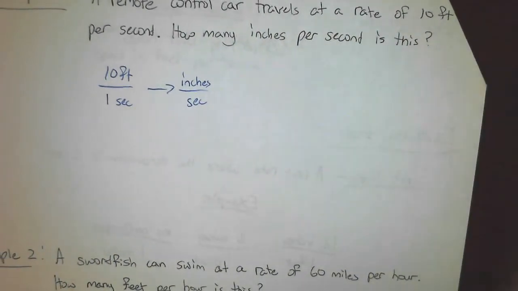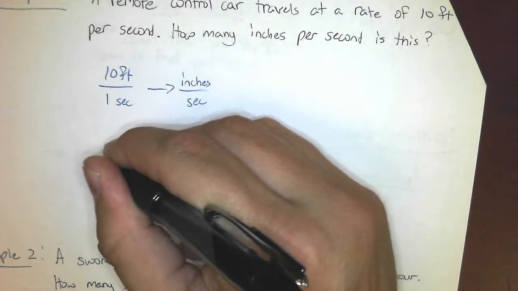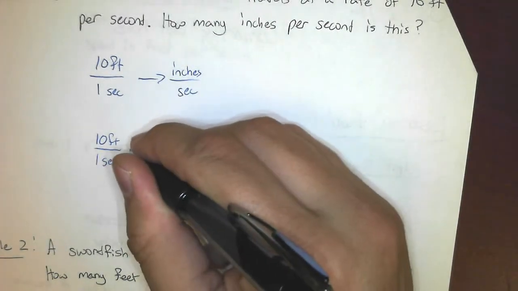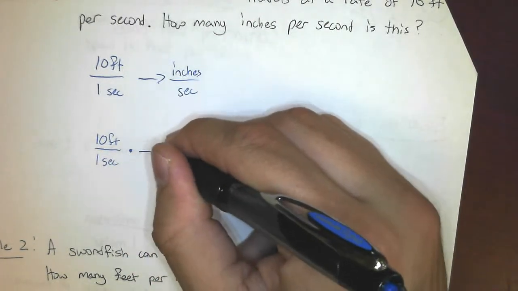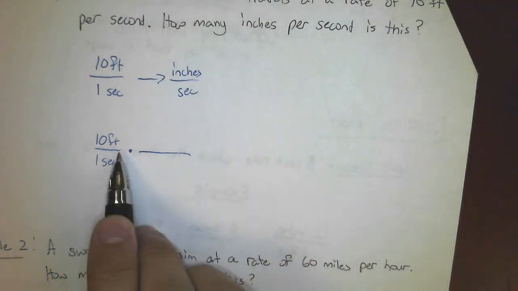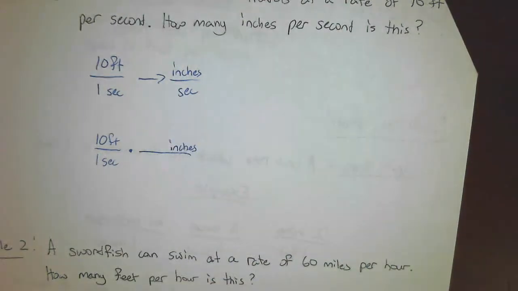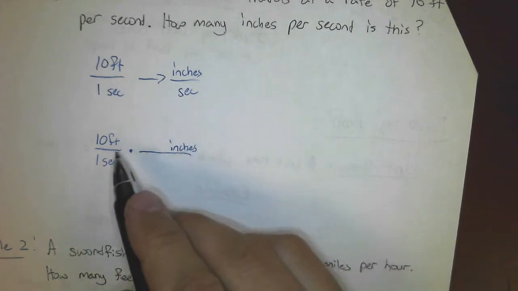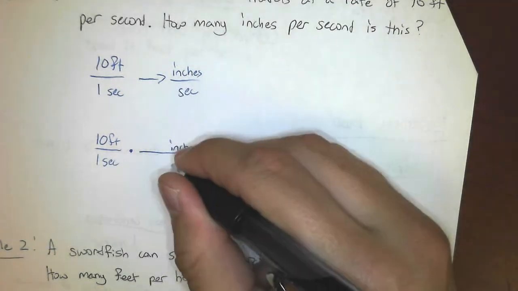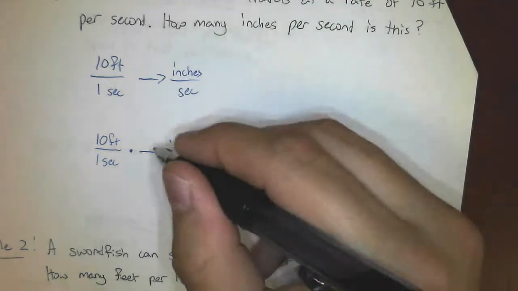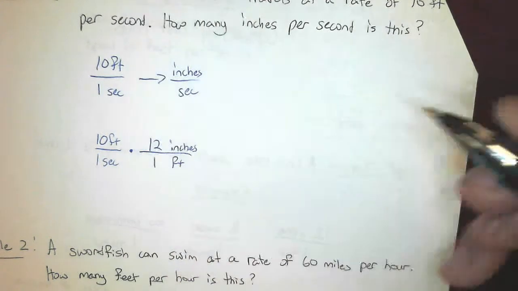All right, so we're going to start off. We're going to rewrite 10 feet per 1 second, and we need to convert feet over to inches. So we're going to put a little multiplying dot, and we need to convert feet over to inches. So we're converting feet to inches. We're converting inches from feet, so since we're converting it from feet, we're going to put feet right beneath it. Now, if we look at that conversion table, we can see that 1 foot equals 12 inches.